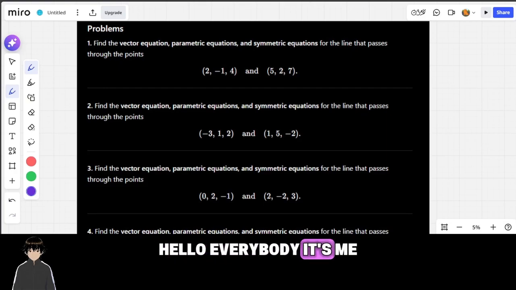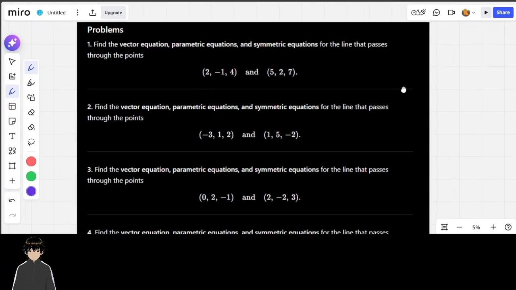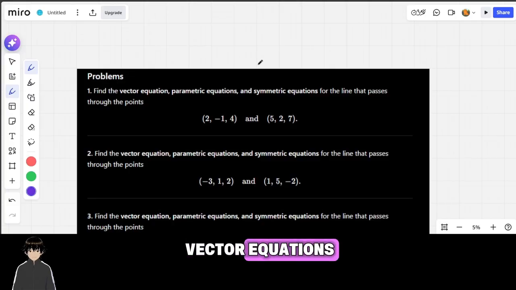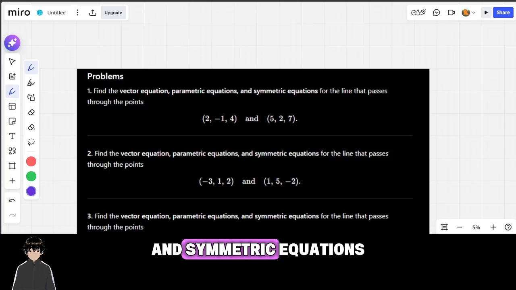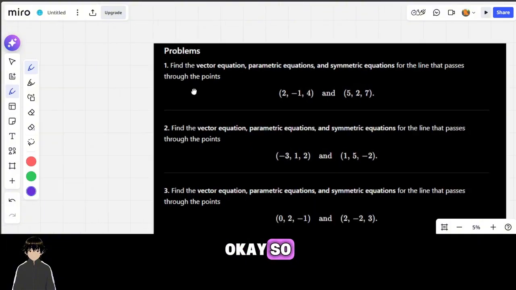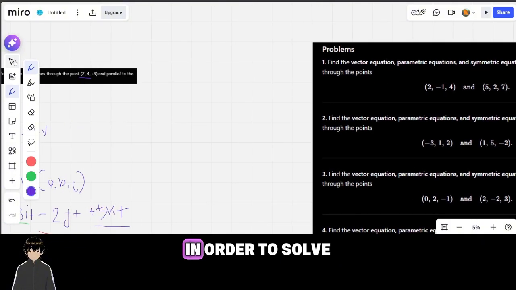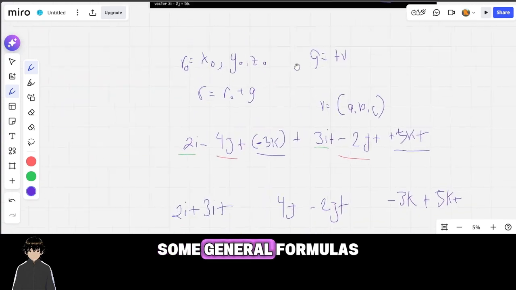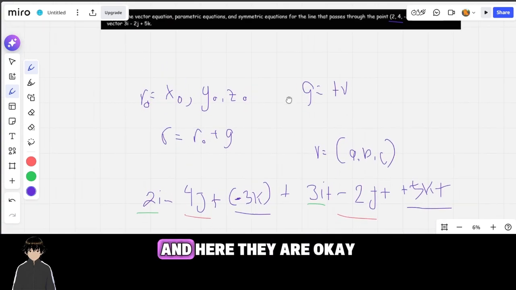Hello, everybody. It's me again, Rich Andre, and today we're going to be solving and talking about vector equations, parametric equations, and symmetric equations. In order to solve this, you first have to take note of some general formulas, and here they are.